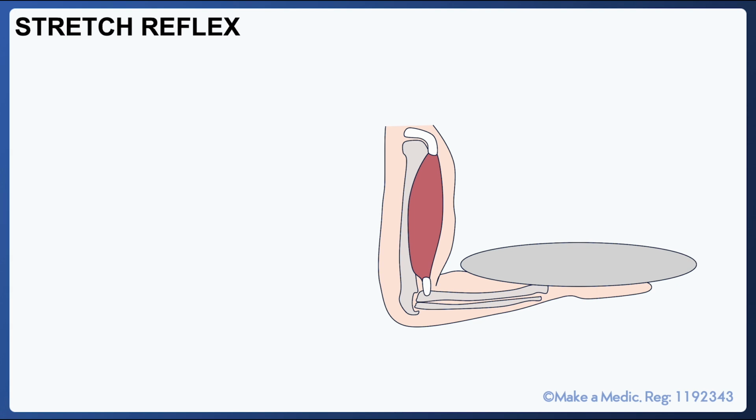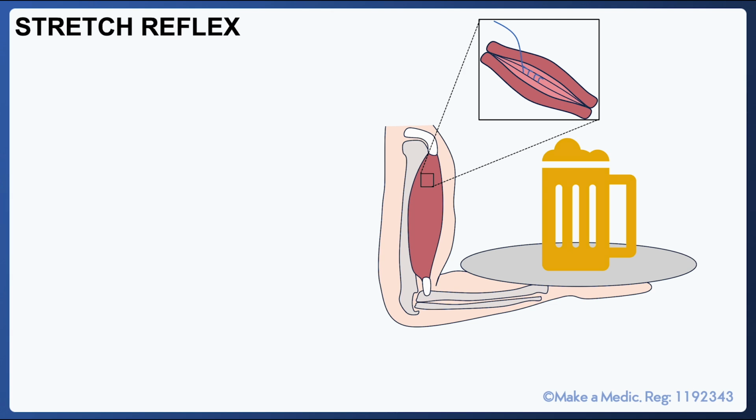Imagine you're holding a tray with your arm. Your biceps are contracted to maintain this posture. Now, let's imagine that someone unexpectedly places a 2-liter stein of beer on your tray without warning. This will cause a passive stretch of your biceps, which will be detected by muscle spindles. These are specialized sensory receptors that detect how much and how quickly a muscle stretches or shortens.